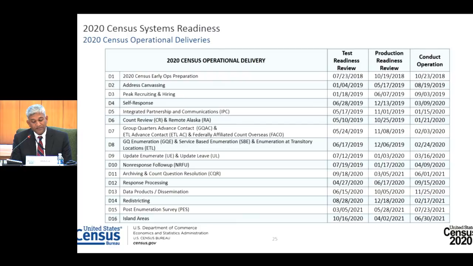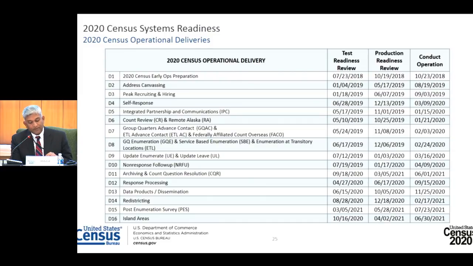Also, as you can see, the operational deliveries are operations focused. In fact, each operational delivery is named as and associated with the relevant operation or operations it supports. We have also developed the mapping between the operational deliveries and systems, basically identifying which systems will be supporting each operational delivery. The status of each of the systems in terms of its readiness to support the operation will be assessed and published regularly, just as we did for the 2018 end-to-end census tests. And the system schedule will be part of the integrated master schedule for the 2020 census.